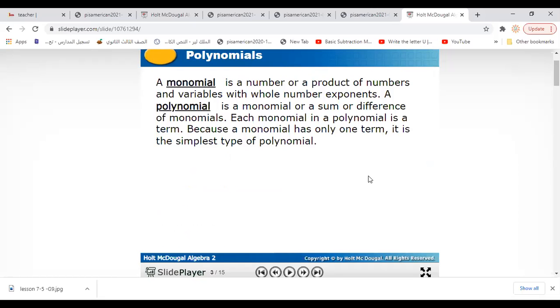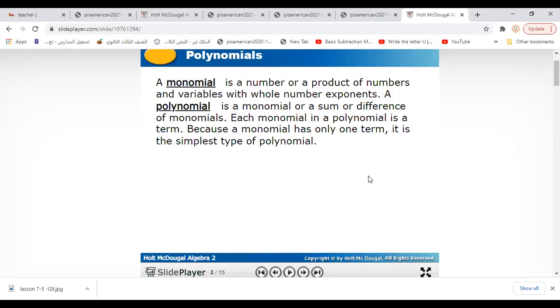First, what is a monomial? A monomial is a number or a product of numbers and variables with whole number exponents. Like what? If I say 5, this is a monomial, just a number. x is a monomial. I can say 5y, it's a monomial, right? So, a monomial is a number or a product of numbers and variables with whole number exponents.